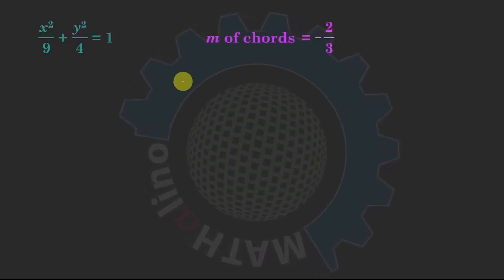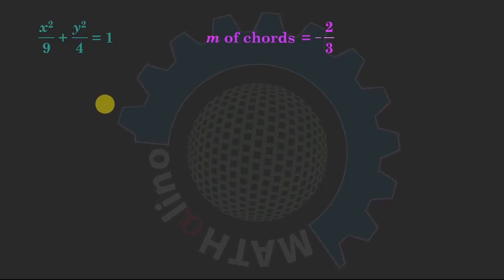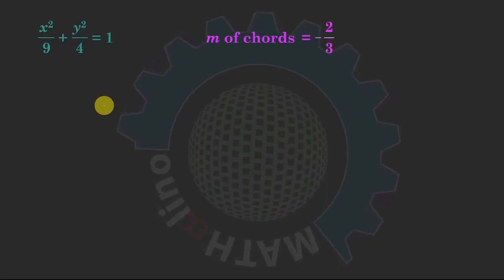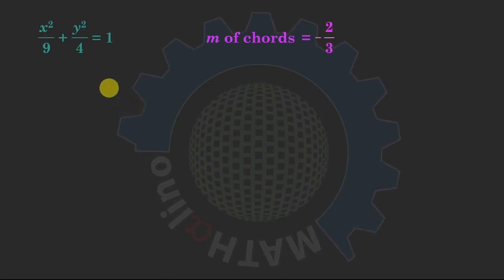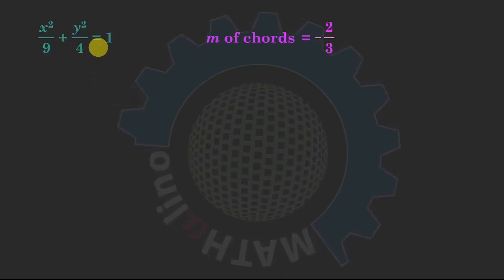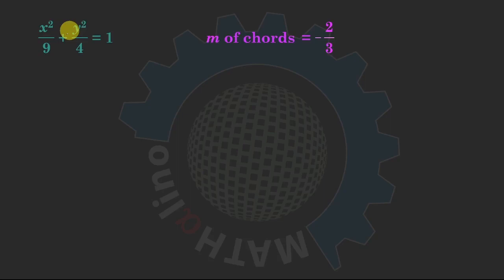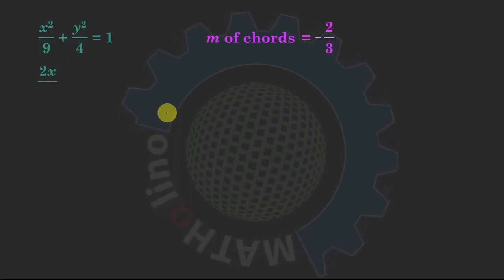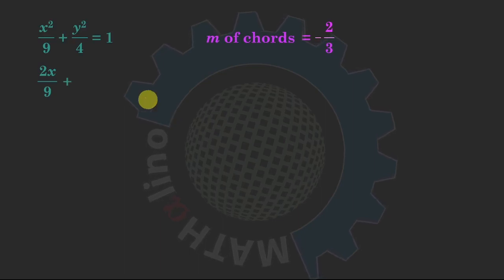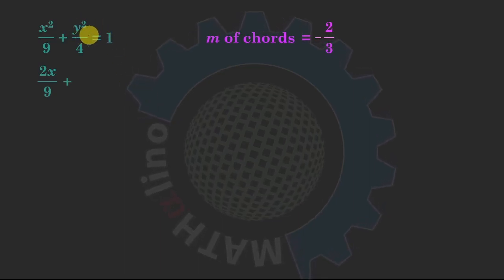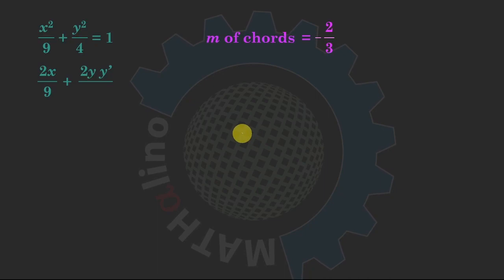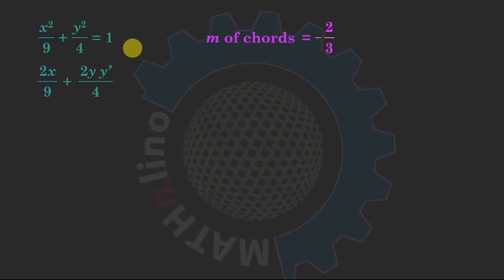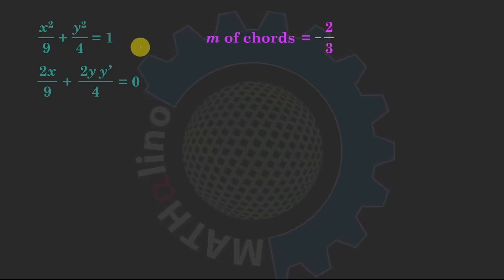Okay? What is our procedure in our previous solution? Our procedure is this one. We are going to differentiate this equation. Okay? So what is the derivative of this equation? We have this 2x all over 9 plus the derivative of this one is 2y y prime all over 4. The derivative of 1 is 0. So we have this equal to 0.